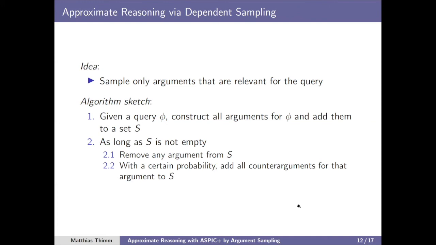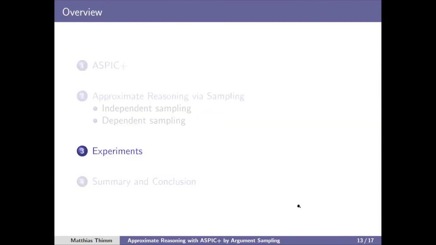Okay. Very sketchy, I think, but hopefully you get the idea. So basically we try to avoid this blow up and just sample some arguments instead of looking at all arguments. And then we ask, okay, very simple ideas, does it work? So does it work in practice? If we look at actual knowledge bases, what kind of accuracy do we get? So are we good in terms of accuracy? Do we often get the same answer as a complete reasoner or not?